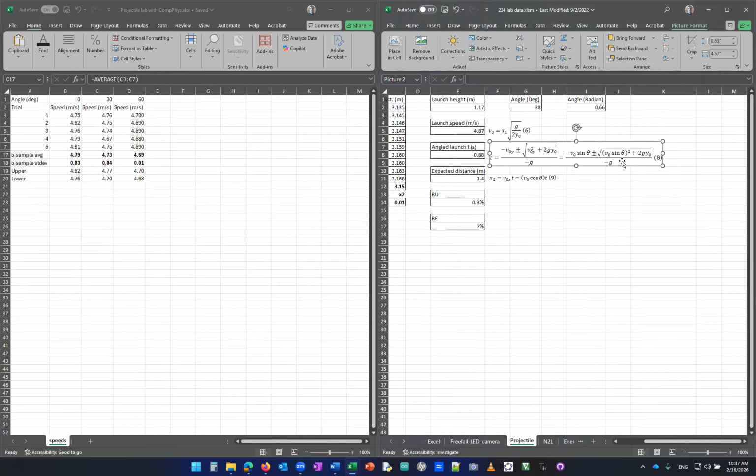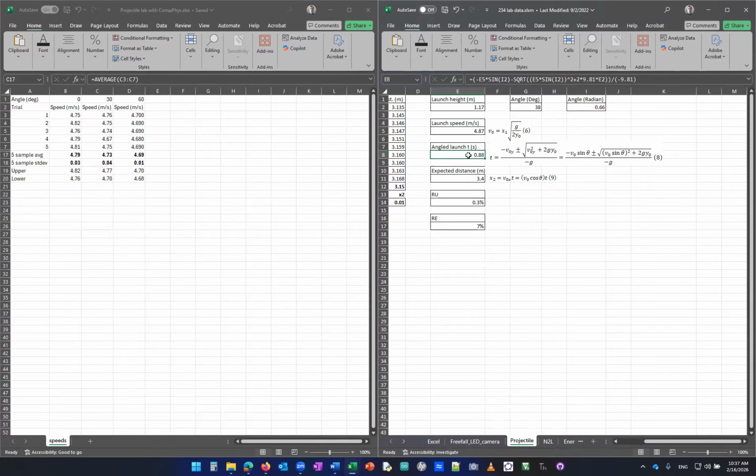Okay, this is equation 4. So you put in your speed. This is speed y, so you do speed times sine of the angle, and that's the height. Everything has to be in meters and meters per second, and you calculate the launch time. You'll get something close to about 0.9 seconds.